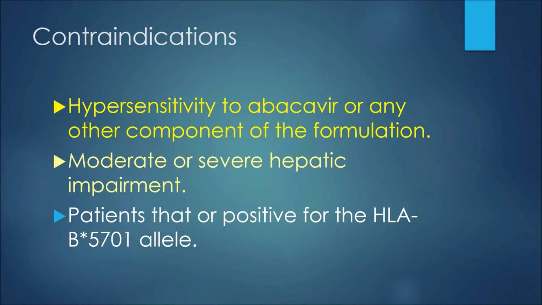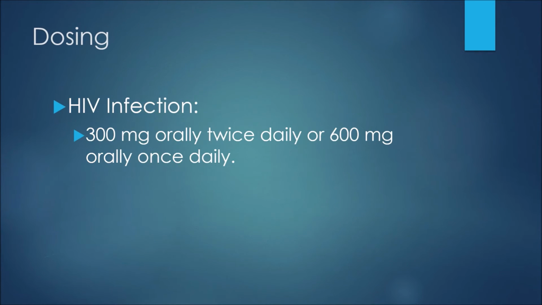If a patient had moderate or severe hepatic or liver impairment, they would not use this medication, as well as patients that are positive for the HLA-B5701 allele. Now, for an example of dosing with this medication, so in the treatment of an HIV infection, we would typically either see 300 milligrams given orally twice daily, or 600 milligrams orally once daily.